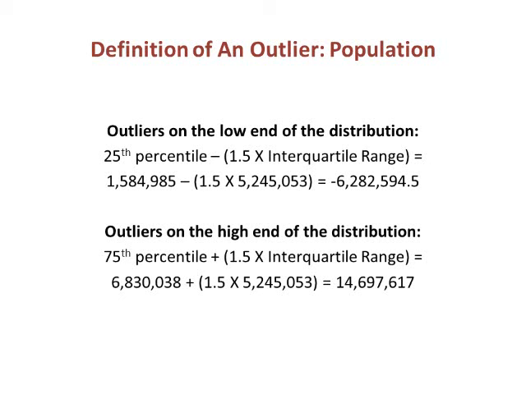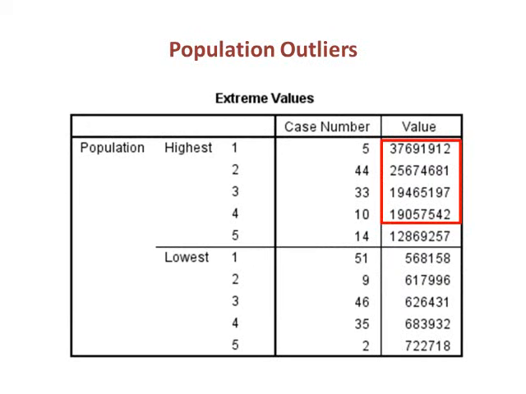On the low end, a point is an outlier if the population of the state is less than minus 6,282,594.5. The number is negative. Obviously, there are no states with negative population sizes, so we do not have to worry about outliers on the low end of the distribution. On the high end of the distribution, a state is an outlier if its population exceeds 14,697,617. When we look at the extreme values table, we see that 4 of the top 5 values are outliers.